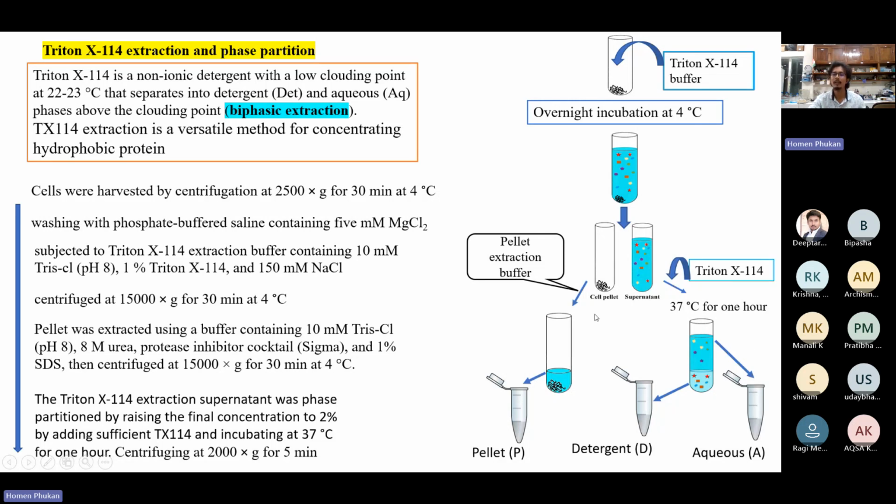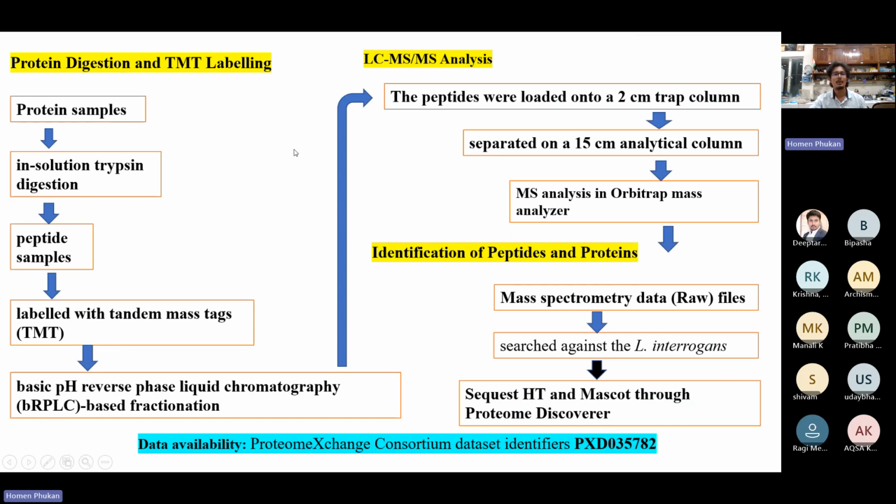At the same time, we extracted the inner membrane proteins from the pellet using a pellet extraction buffer, which is nothing but 8 molar urea, and we termed it the pellet fractions. And further, we proceeded for mass spectrometry analysis and sample prep. We took the samples for in-solution trypsin digestion to get peptide samples. Then we performed the TMT mass spec labeling and chromatography, further processed for LC-MS analysis, and we took the data and submitted it to the database.